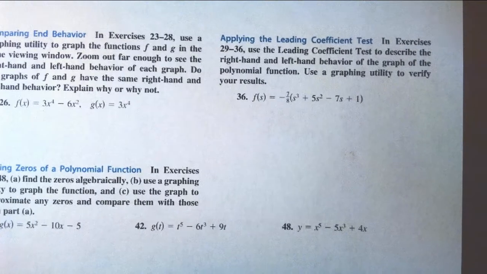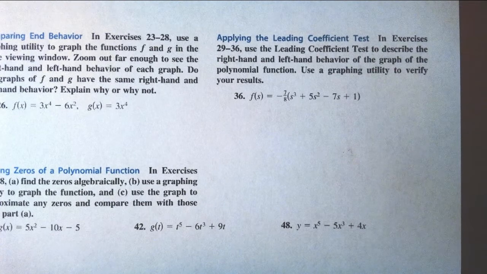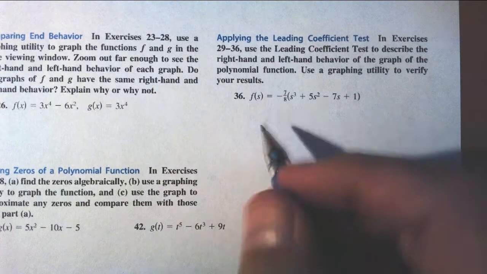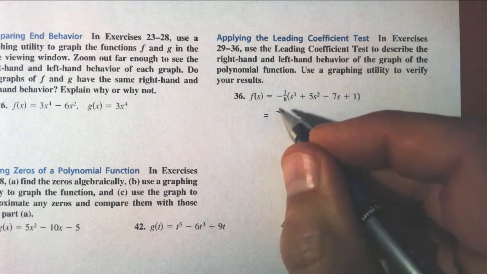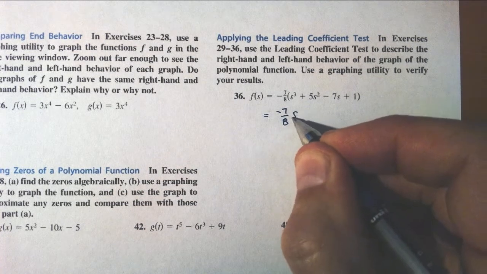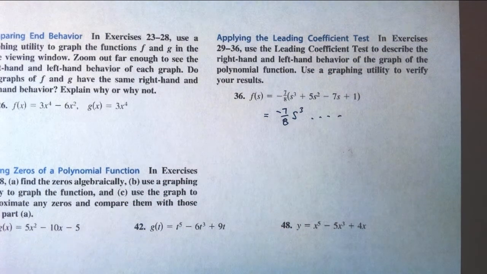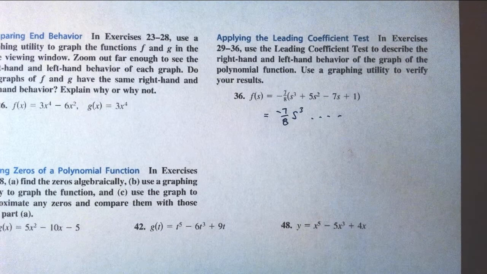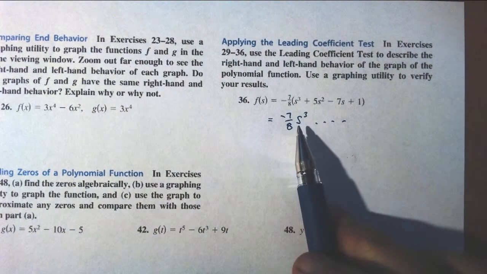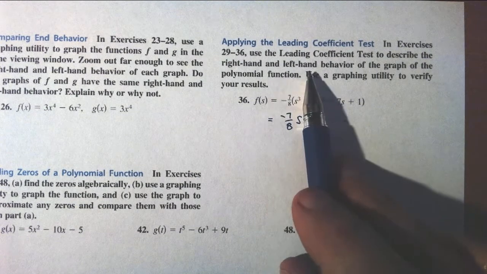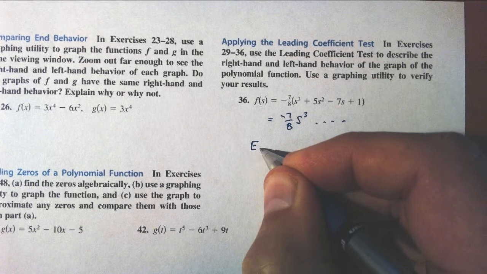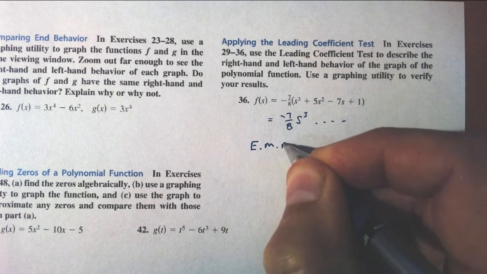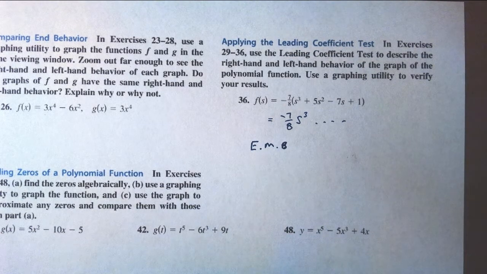Okay, 29 through 36. Use the lead coefficient test to describe the right hand and left hand behavior of the graph of the polynomial. Well, don't get trapped here. This is not a positive cubic because if we distributed, we would get negative 7/8 x to the 3rd dot dot dot. And the dot dot dot's pretty insignificant here because all we're talking about is end model behavior. They call it right and left hand behavior, and that's fine. Here at Hananiga, we talk about end model behavior. You need to be familiar. They're both the same thing.